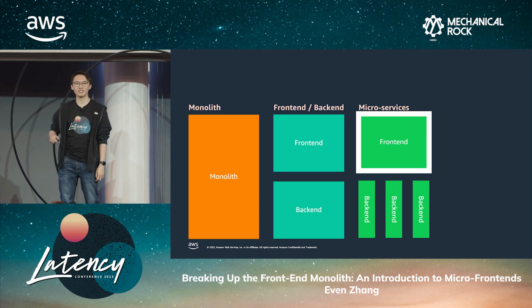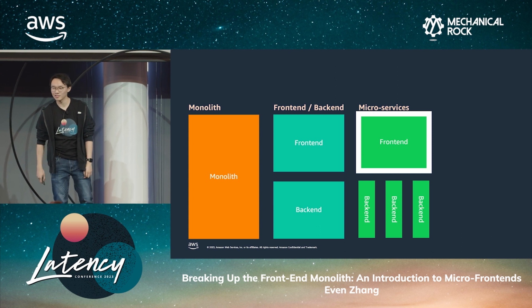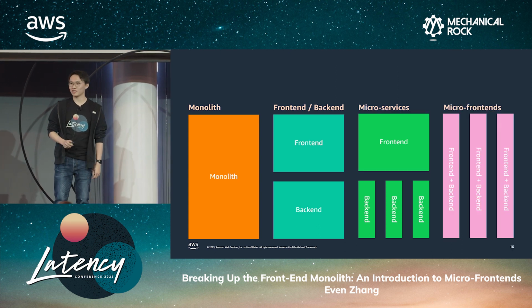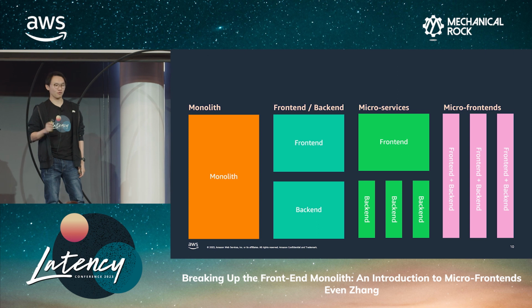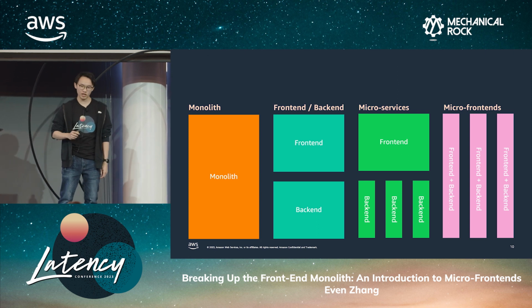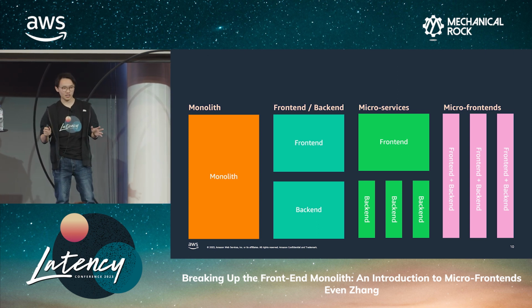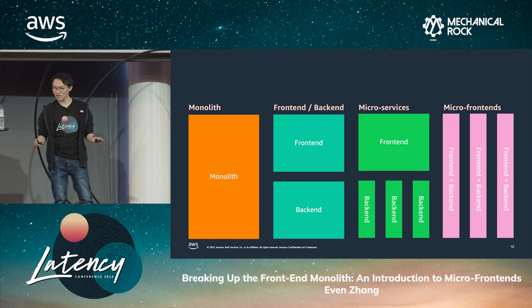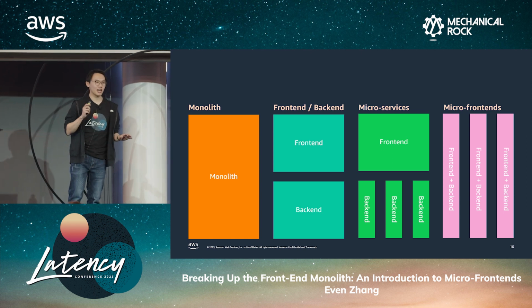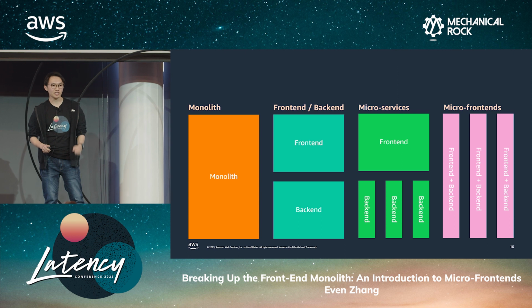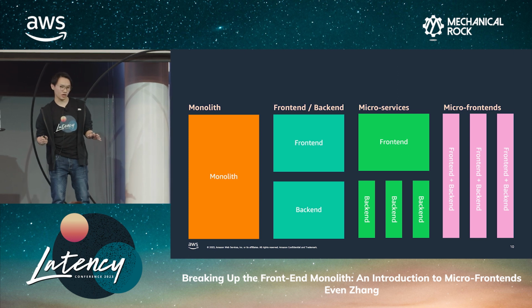And that's where it brings us to the final form of evolution, micro-frontends, where your team gets to own the front end and the back end and everything in between by yourself. You no longer have to talk to anyone. You can deploy independently with confidence that you're not going to break anyone else's code, hopefully.